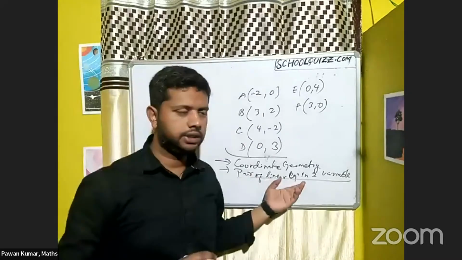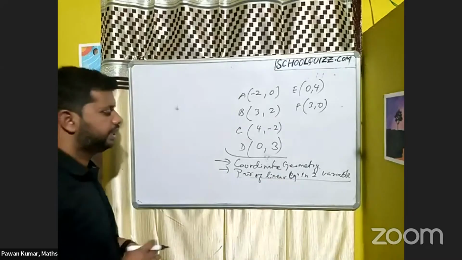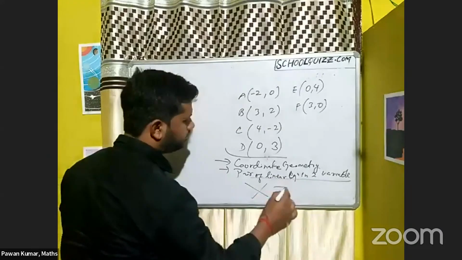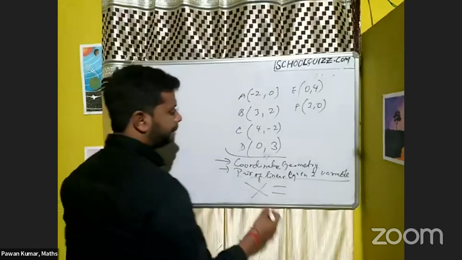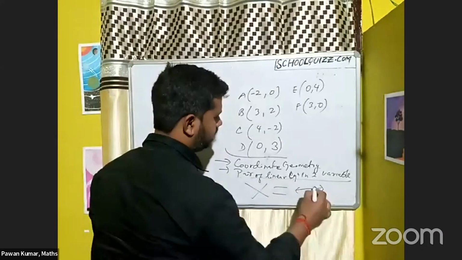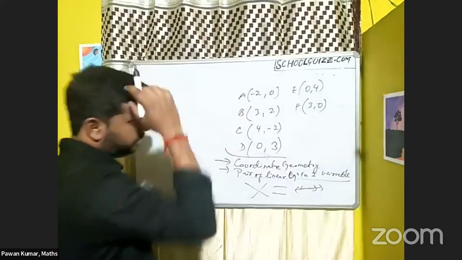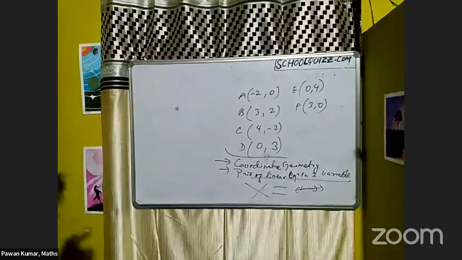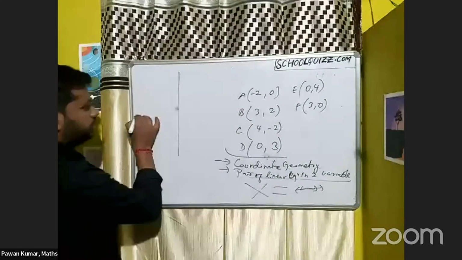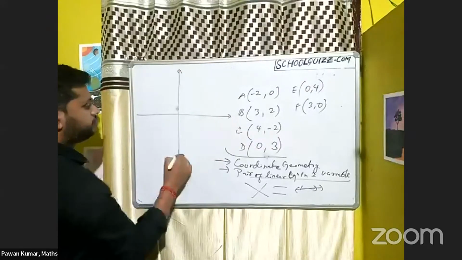How can you then simplify whether those two lines are intersecting, parallel, or coincident lines? Based on your graph only, you have to identify that. So this is very important for you. So let's start plotting.